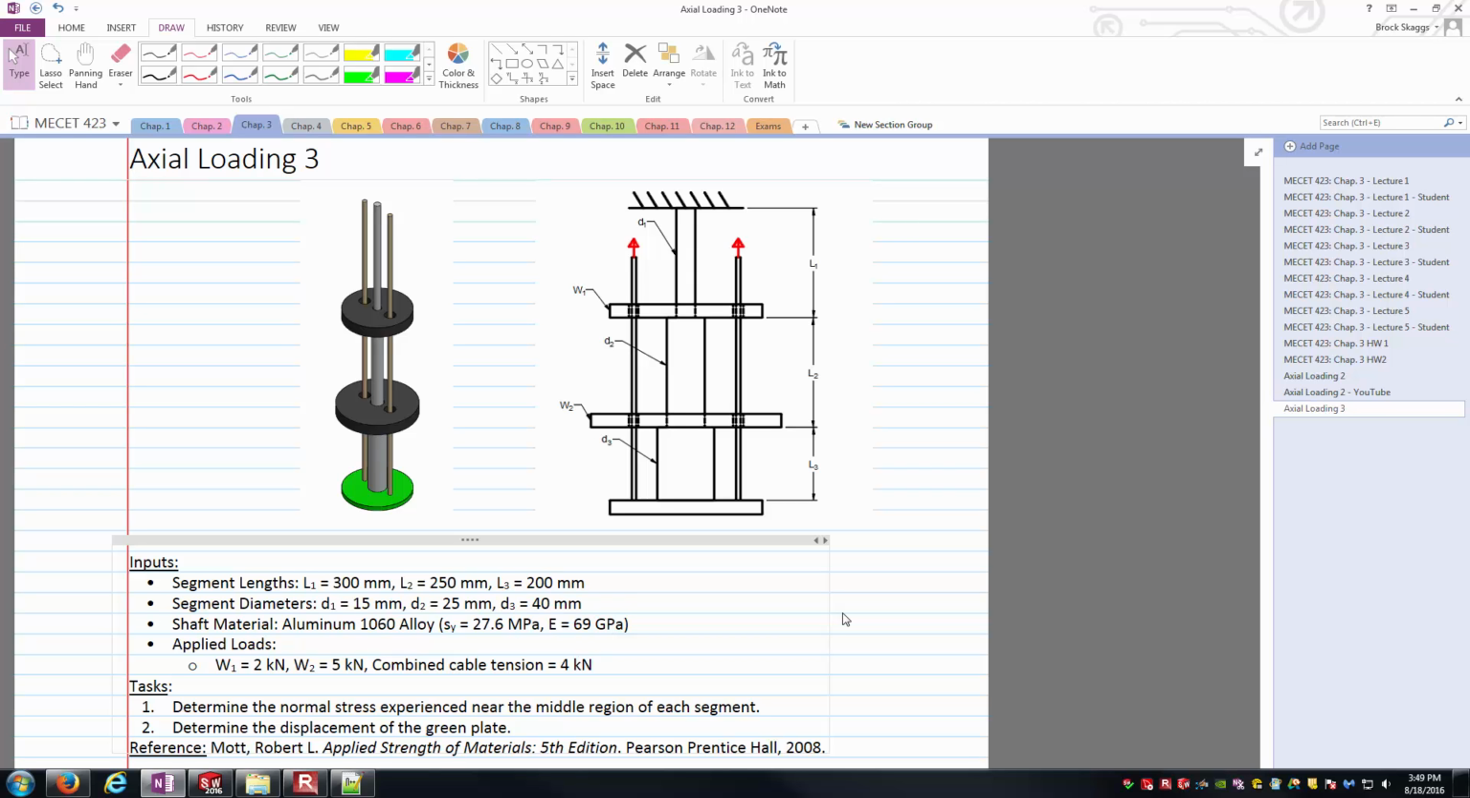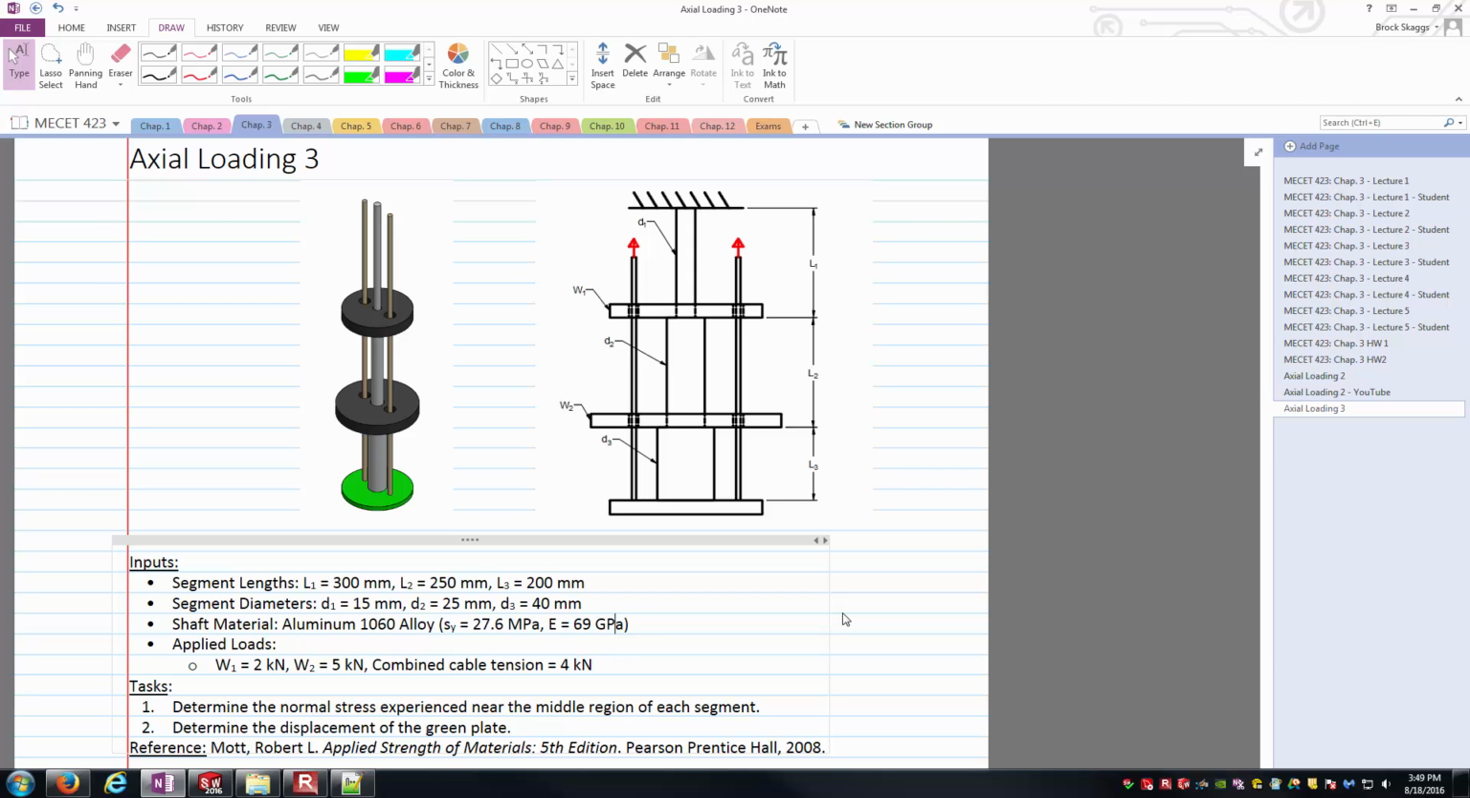As far as the applied loads go, you can see my top disc there is at 2 kilonewtons, the second larger disc is at 5 kilonewtons, and then I'm assuming that the total upward force associated with the pulling of both of those cables is going to be at 4 kilonewtons there. Alright, so there's the inputs. Now what are we going to do?